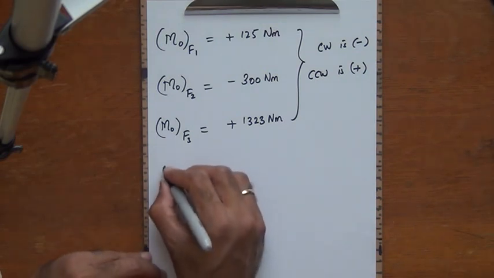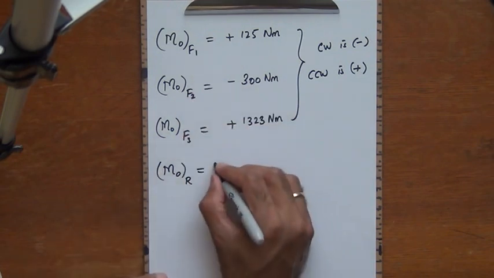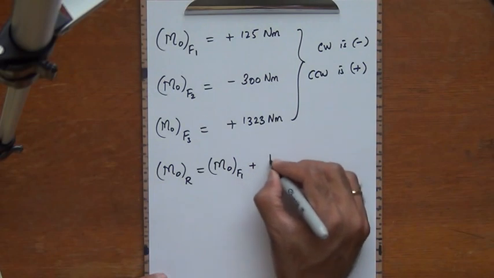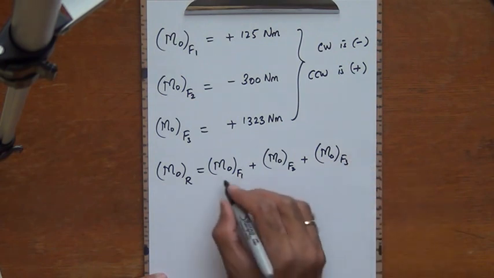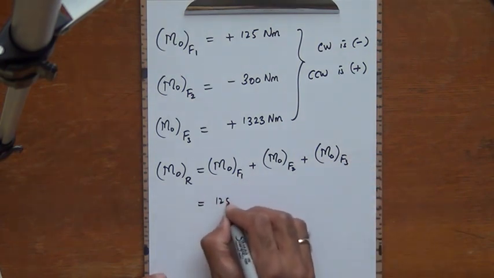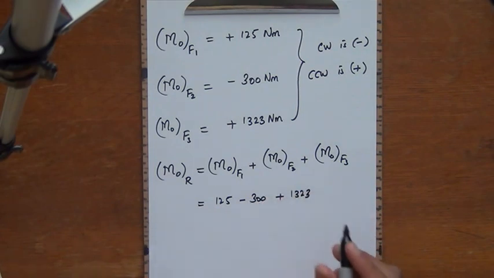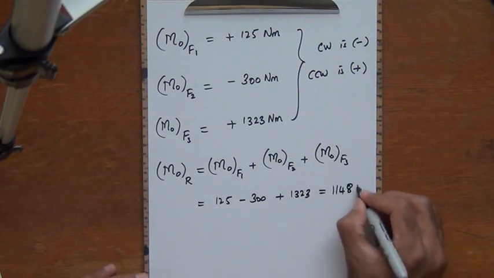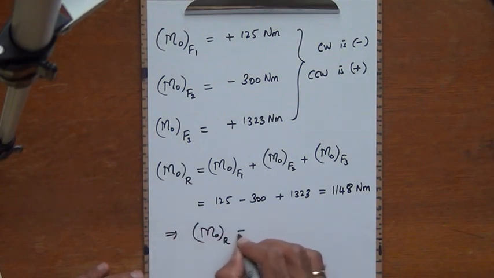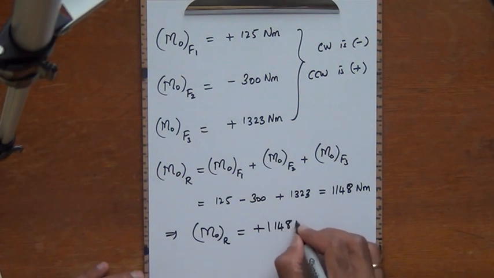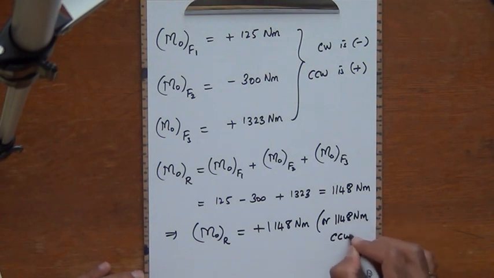Alright, so the resultant moment about O is the algebraic sum of these quantities: moment about O due to F1, moment about O due to F2, moment about O due to F3, or 125 minus 300 plus 1323, and the total result is going to be 1148 Newton meters with a positive sign, which means that moment about O due to R is plus 1148 Newton meters, or 1148 Newton meters CCW.